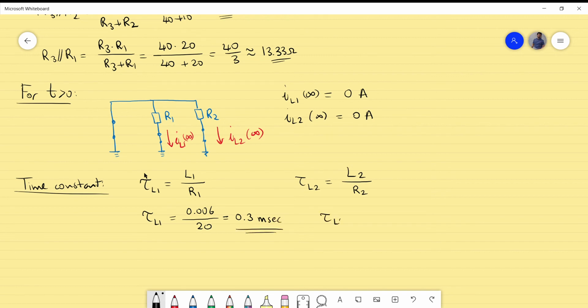The second inductor will be 8 millihenry, 0.008 divided by 10, and that will bring us to 0.8 milliseconds. So these are the time constants for both inductors.